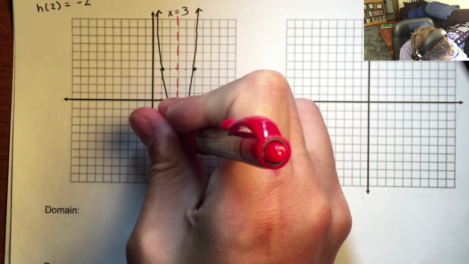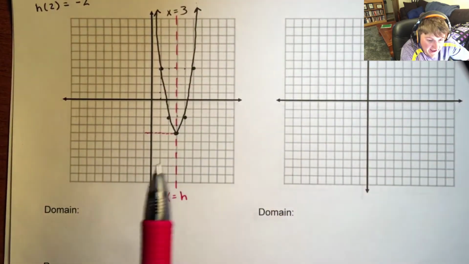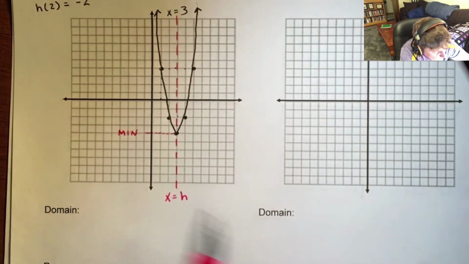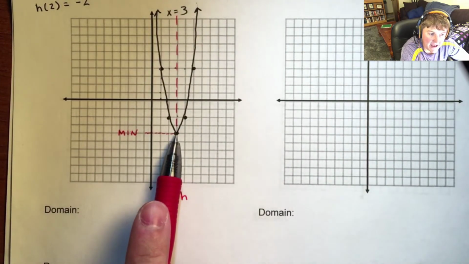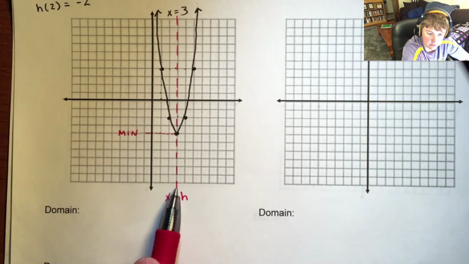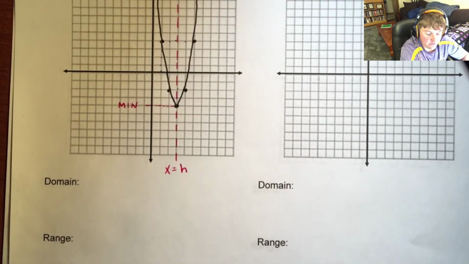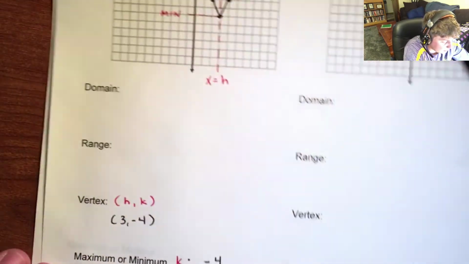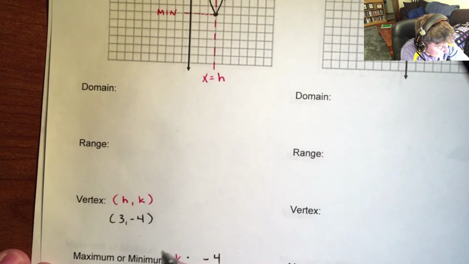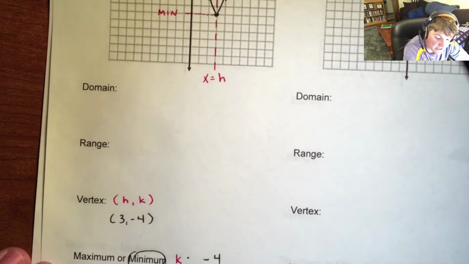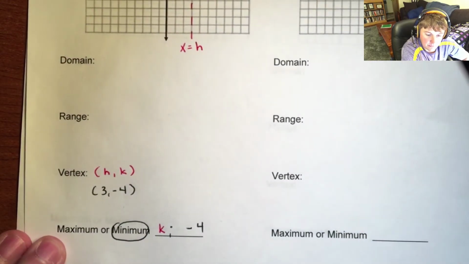So that is my minimum value because there are no points lower than this. This is the absolute lowest spot. There's no points that are lower than this. They're all here or above it. And for that, what I would like you to do is you just circle whether it's a maximum or a minimum. If it's a lowest point, it's a minimum. If it's a highest point, it's a maximum. Ours is a lowest point, so it's a minimum. And that minimum value is -4, and that's your k value.